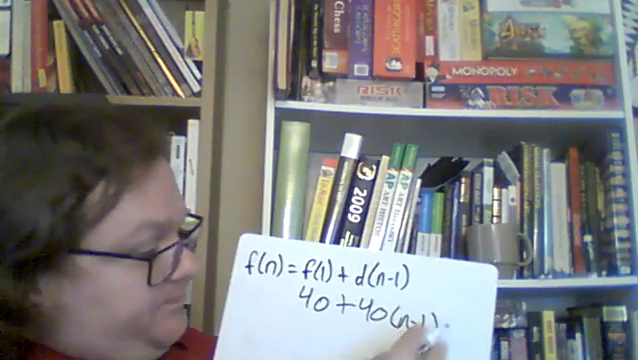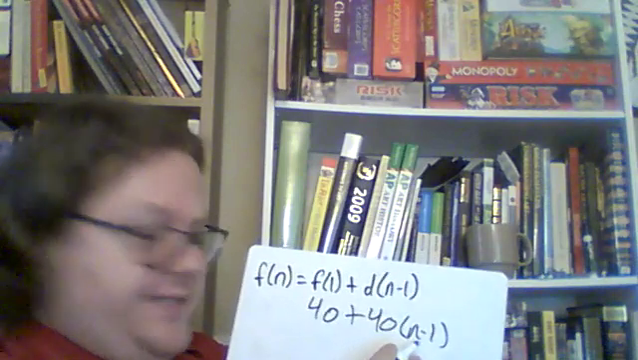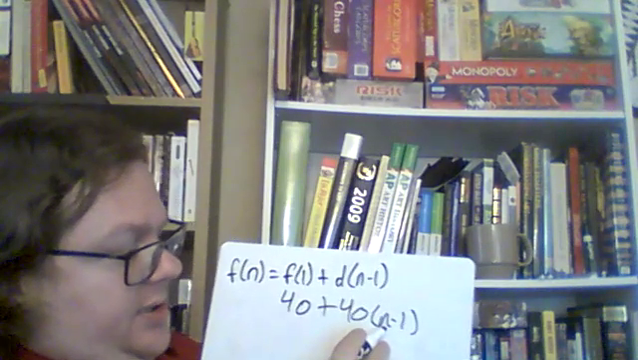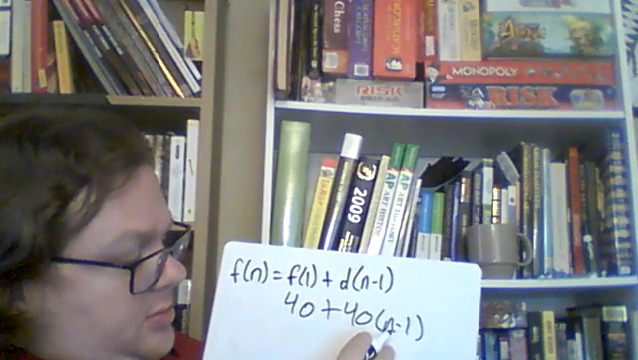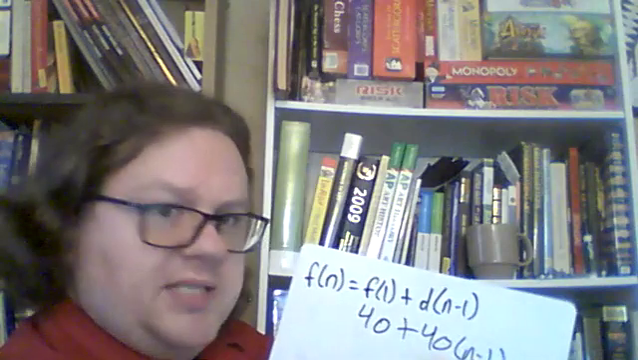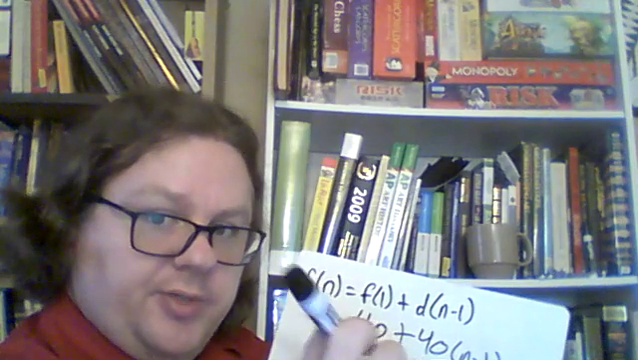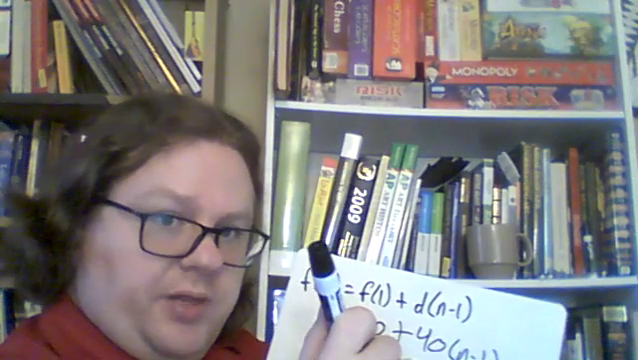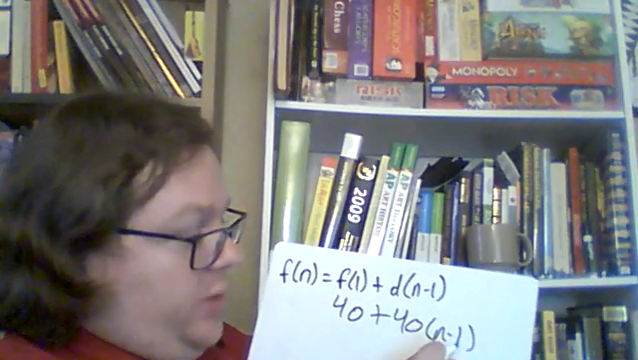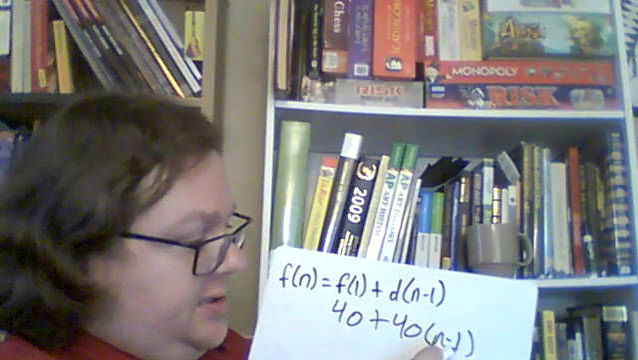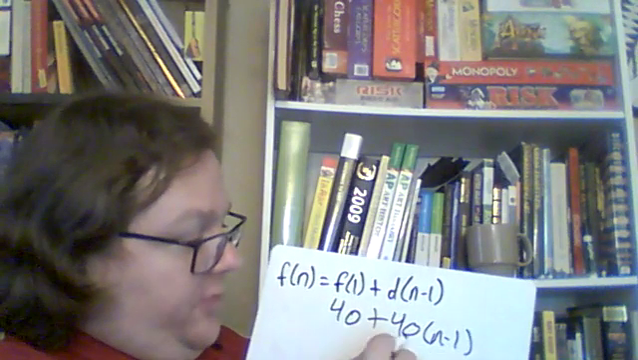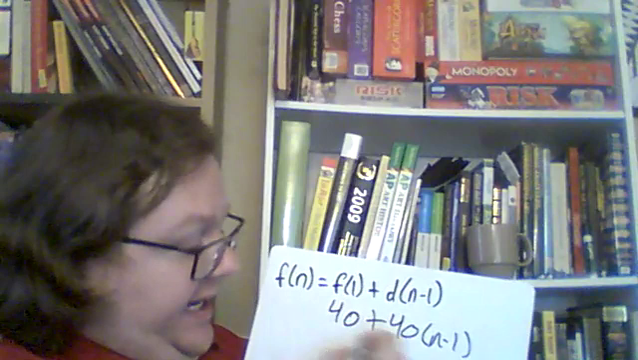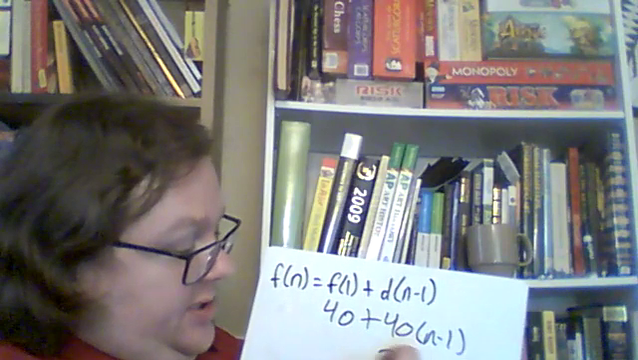And now we can test if we've done that right by inputting certain numbers. n has to be greater than or equal to 2, so we're going to start with 2. 2 minus 1 is 1. 1 times 40 is 40. 40 plus 40 is 80. So the second term is 80.